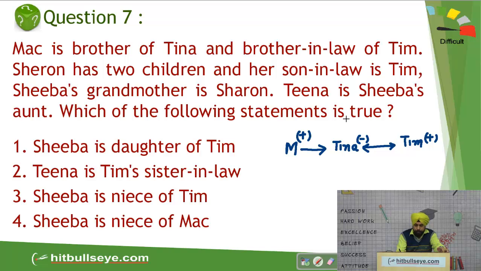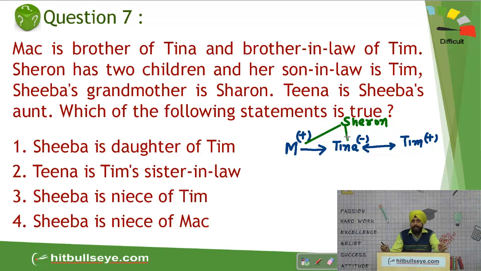So let me write here Sharon. There is another lady, Sheba also. Now she has two children. So obviously her children are, one is M and other is Tina. Sheba's grandmother is Sharon. Now Sheba has to come somewhere and Sheba's grandmother is Sharon.